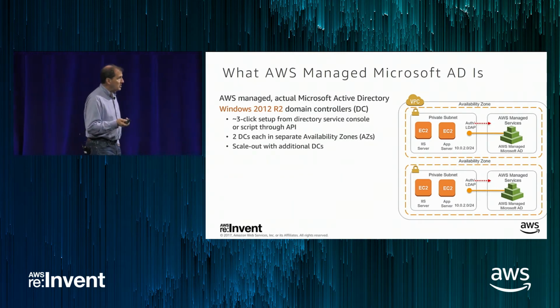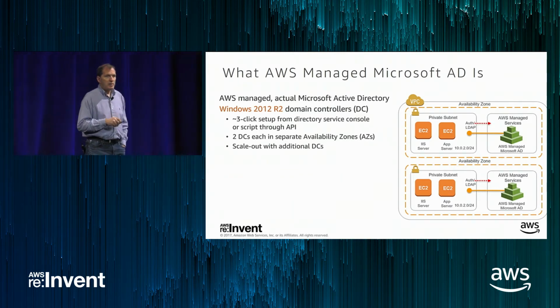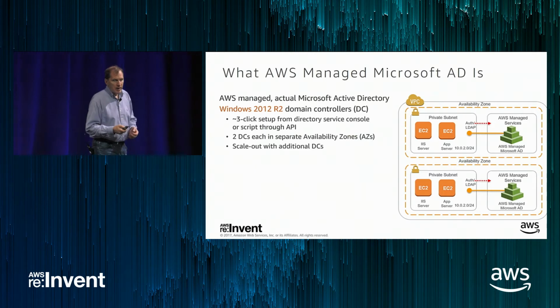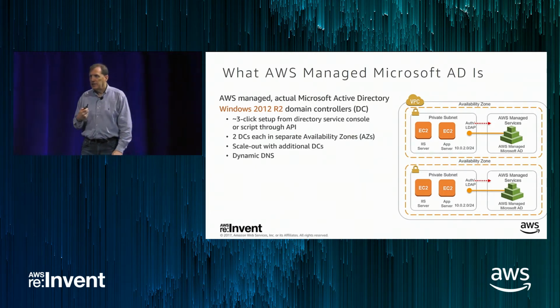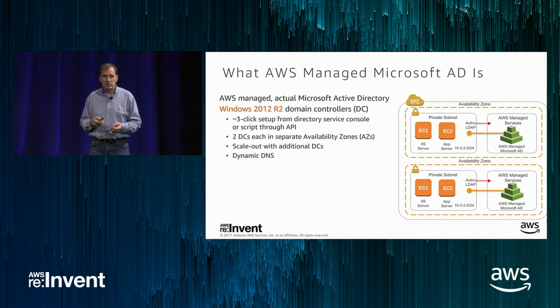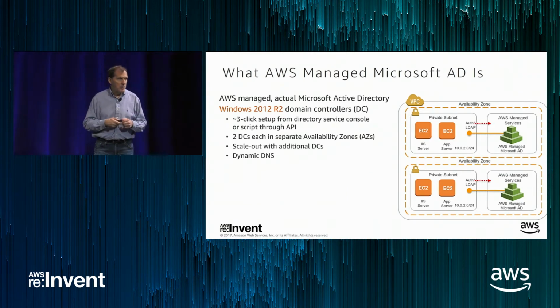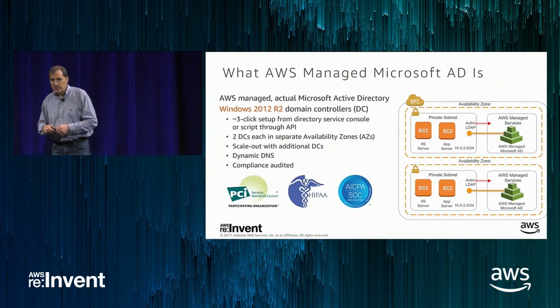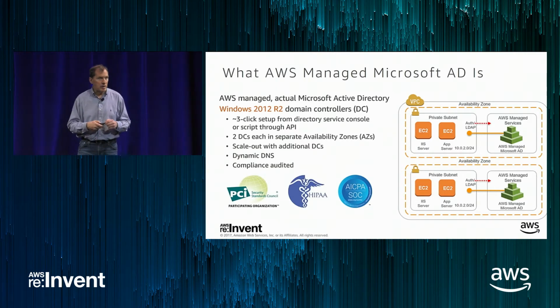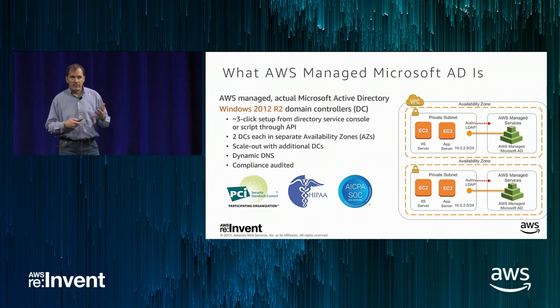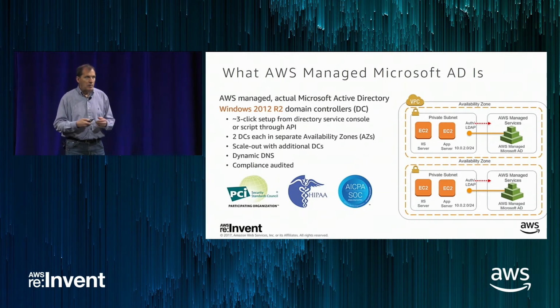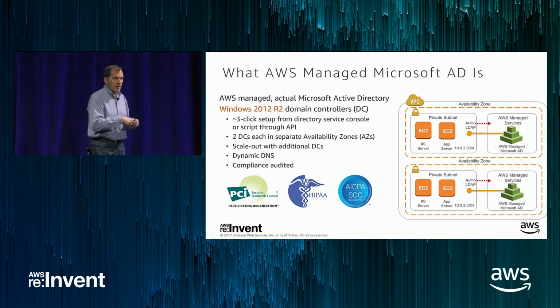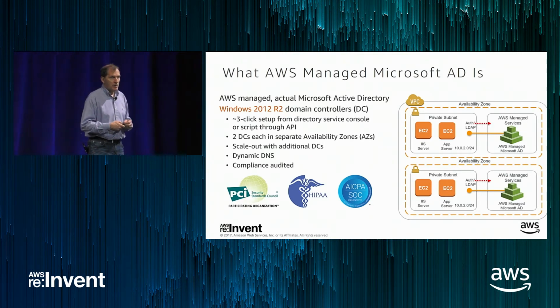If you want to use this with more domain controllers, we also provide an ability to scale that out. So if you wanted to have 3 or 4 or 10 or up to 20, you can do that. It includes dynamic DNS, so when you domain join instances to this directory, those are automatically in DNS for you, just like it would be if you're running Active Directory in an on-premises environment or running it on EC2. And the service has been compliance audited for PCI, HIPAA, and also SOX. So if you have applications that need to be HIPAA compliant, then you can use the directory and you don't have to worry about having your directory infrastructure all audited for HIPAA compliance.